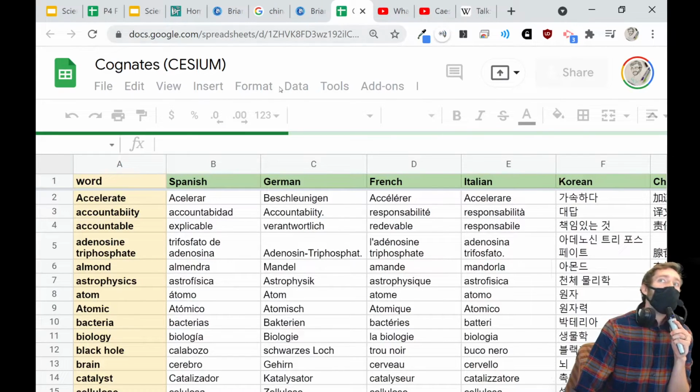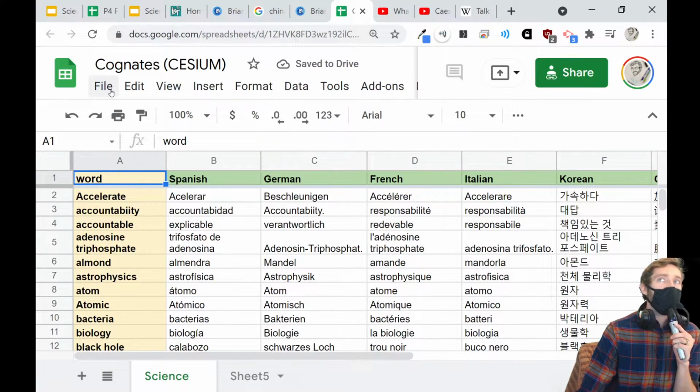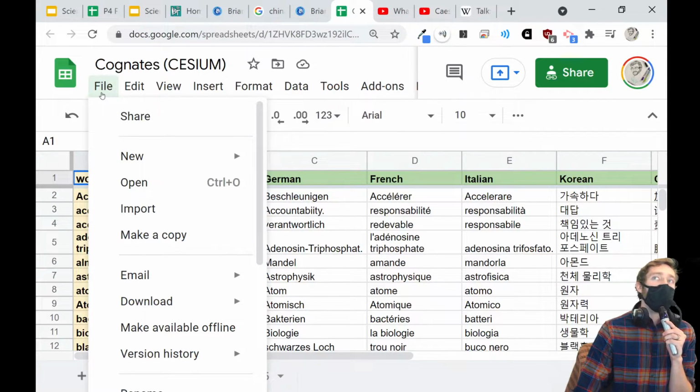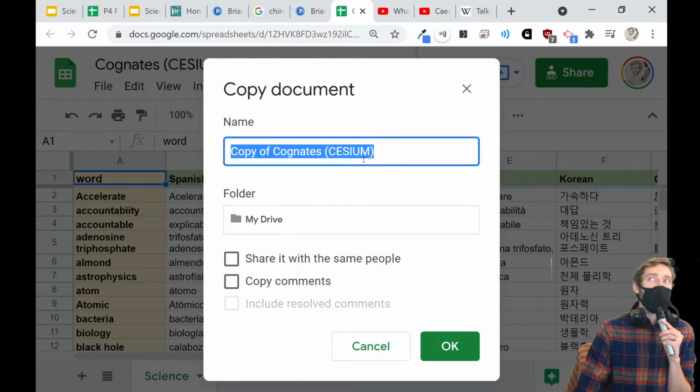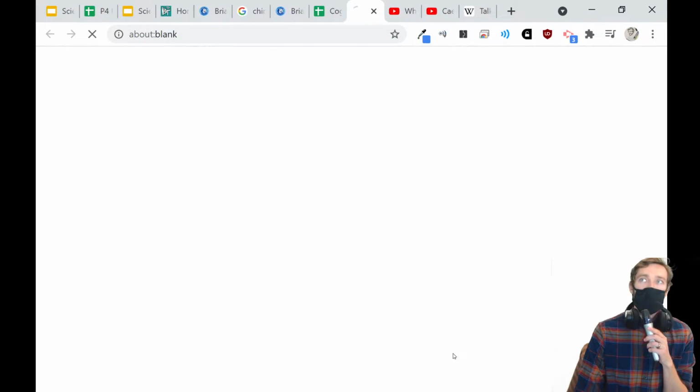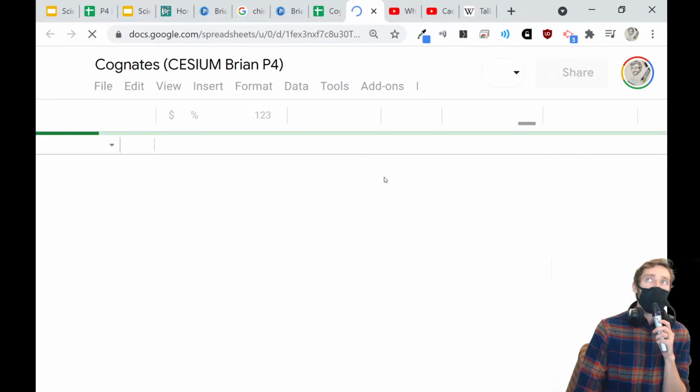I want you to make a copy of this cognate chart. So open up on my page, this sheet, File, make a copy. Make a copy of this. We'll call this cesium. I'll say Brian period 4. And now I have this copy.